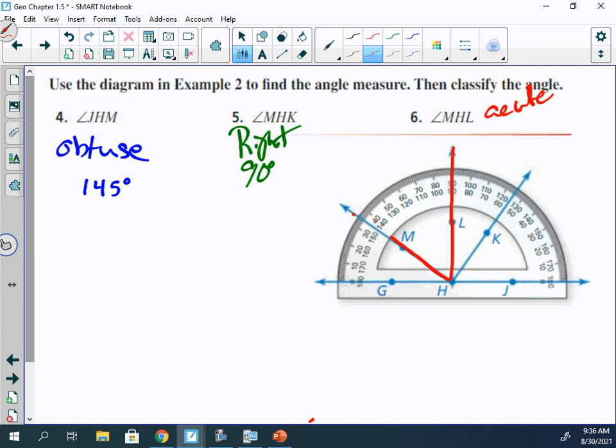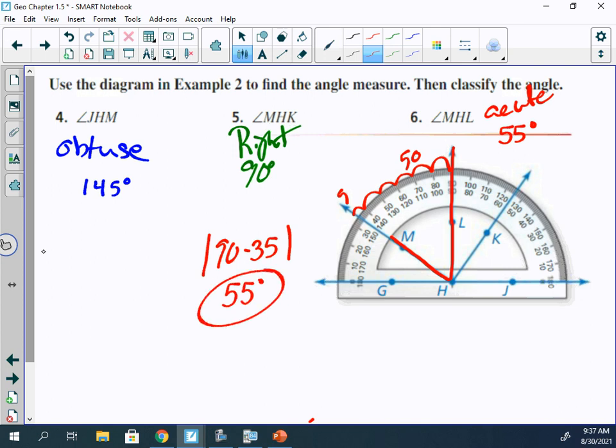So this is in the middle, so we have a unit of 5, 10, 20, 30, 40, 50, so its angle measure is 55 degrees. Now if we wanted to use the formula for it, we can say 90 minus 35. Either way works for this here. Questions on any of this here so far?